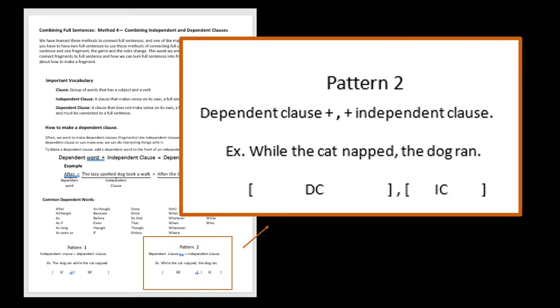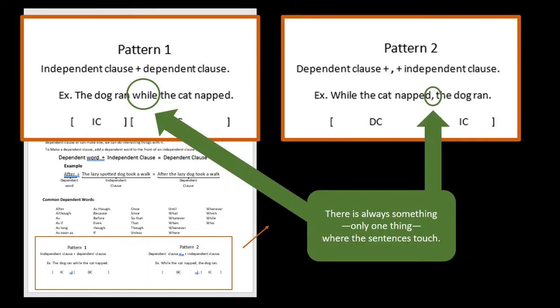So those are the two patterns, and you have to pay attention to, is my dependent clause in the front or in the back? And one thing I want you to know with both of these patterns is that you have to stick something in the middle when you hook together these pieces. If the word goes in the middle, the word is all by itself. If the word goes in front, you still have to put something in the middle. So you put that comma. So remember, something always goes in the middle, but only one thing.